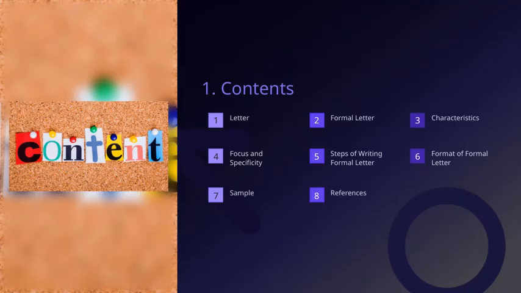Let's take a closer look at the contents of this section. We start with the letter itself, which is the main topic. Moving on, we'll explore the focus and specificity needed when writing a formal letter. This is crucial because clarity and precision help convey your message effectively. Then, we'll examine some sample formal letters to see these principles in action. After that, we'll discuss the key characteristics that define a formal letter, such as tone and structure.